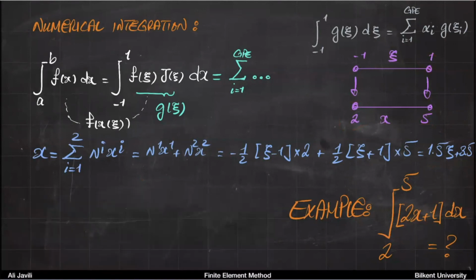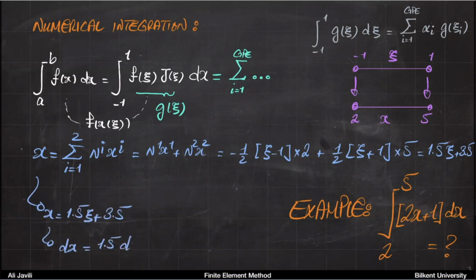Now that you have x as a function of c, so you know x is 1/2 c plus 3/2. Then dx is 1/2 dc. So that tells you this is your J.